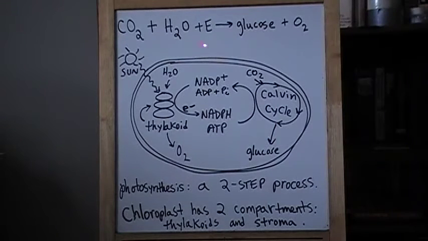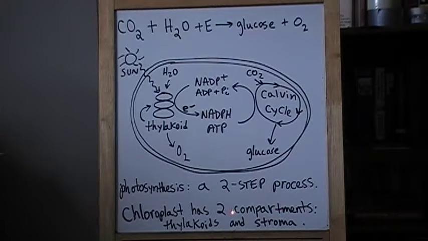So here we have the overall process of photosynthesis, and this is the overall equation. So we have CO2 gas, water, and energy as the reactants, and glucose and oxygen as the products. Photosynthesis is basically a two-step process, and these two steps are called the light reactions and the dark reactions.